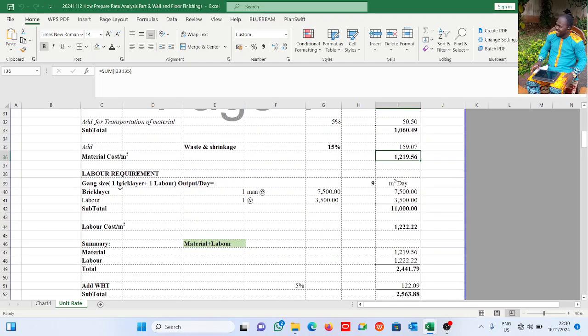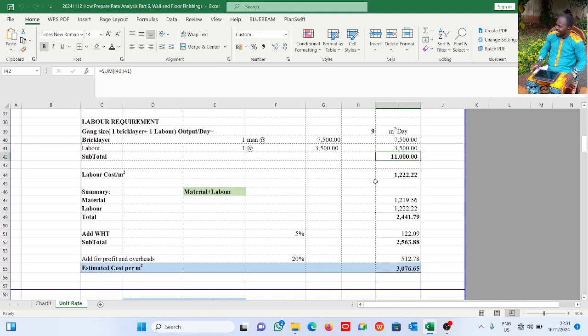Now the labor: a gang of 1 bricklayer and 1 laborer. We already know that the bricklayer is a skilled workman, while the laborer is unskilled. Skilled at 7,500 per day, laborer at 3,500 per day. If I sum everything up, I have this. Of course, we already know that the output is 9 square meter per day for walls.